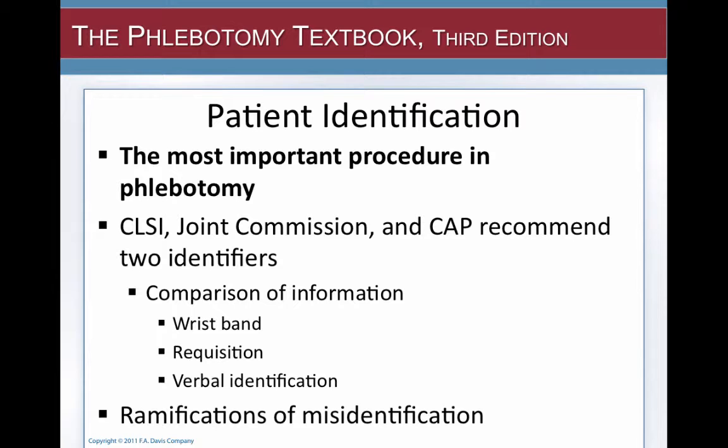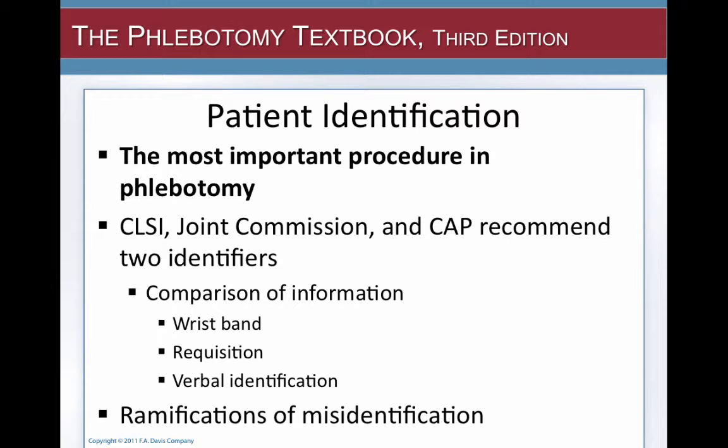And in the hospital, they'll be wearing a wristband, and sometimes outpatients will also be wearing a wristband. So you want to have that wristband and your requisition, which in most cases would be your labels that are going to go on the tubes, and then, if possible, a verbal identification. So you're going to check what you have on your labels or on your requisition against what is on that patient's wristband. And then you want to ask them to state their name, and we'll talk about that in a future slide. The ramifications of misidentification could be quite severe.